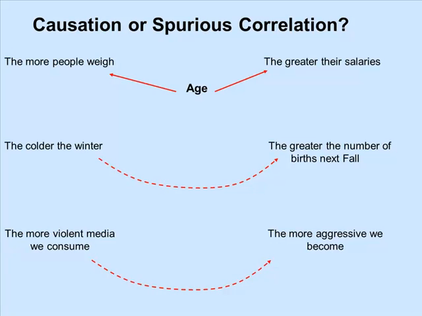The colder the winter, the greater the number of births next fall. When I mention this correlation in class, my students laugh and say that this is cause and effect. Why? Do cold temperatures boost fertility? Can someone get pregnant by getting a soda from the fridge? No, it's a spurious correlation too. What is the third variable here? It's spending more time in the warm bed when it's cold outside.